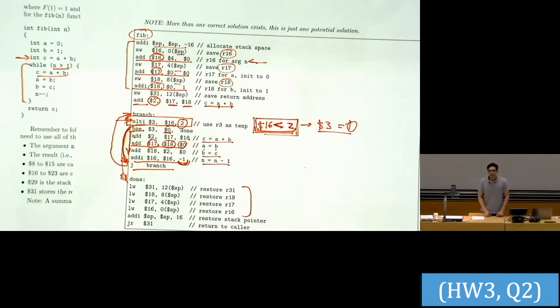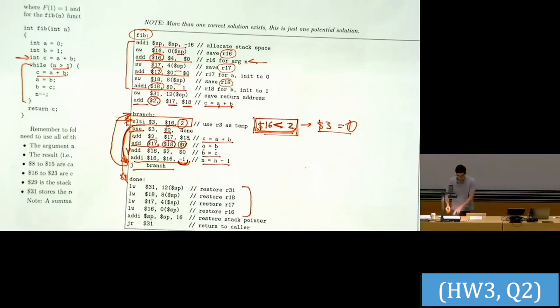I don't understand why you need to store the values of the registers first in memory, because registers 16 to 23 are callee-saved, right? They are saved by the callee. This doesn't mean that the caller cannot use them.